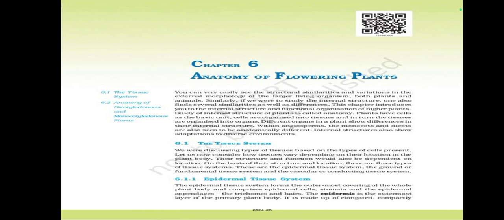You can very easily see the structural similarities and variations in the external morphology of the larger living organisms, both plants and animals. Similarly, if we were to study the internal structure, one also finds several similarities as well as differences. This chapter introduces you to the internal structure and functional organization of higher plants. Study of internal structure of plants is called anatomy.